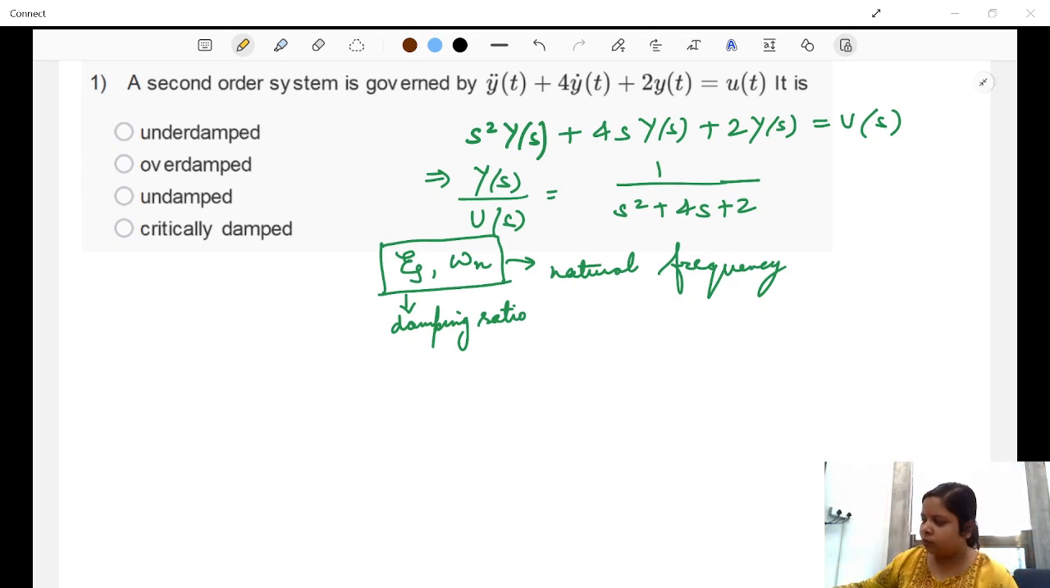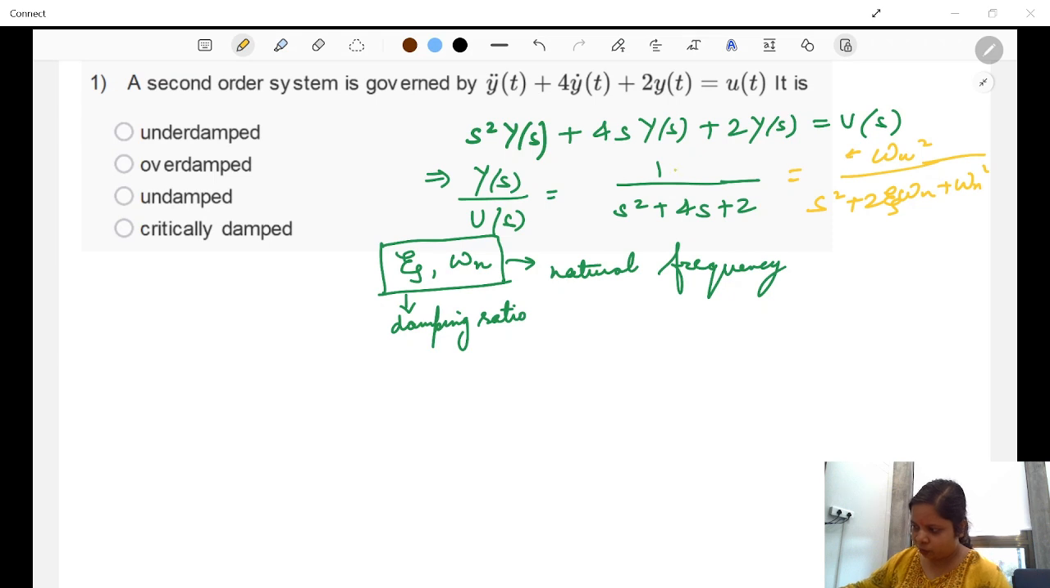So if you try to see, you can compare it to omega n square plus s square plus 2 zeta omega n plus omega n square. When you compare this, one another thing you can see is that here omega n square, if you compare, you would get 1. Here omega n square, if you compare, you would get 2. That is just a matter of constant. What we can do is we can put 2 here, and we can always multiply it by 1 by 2.